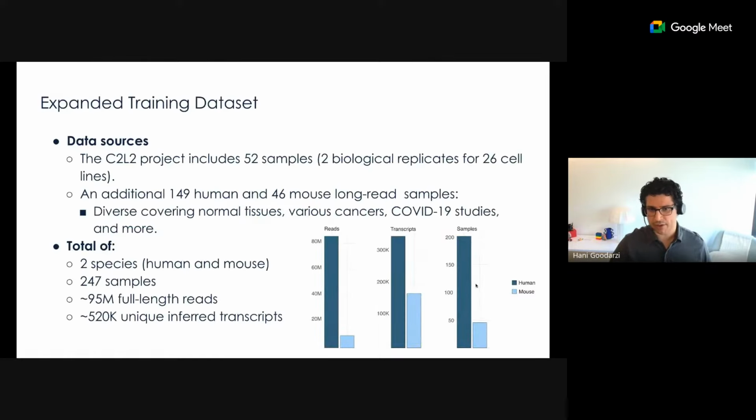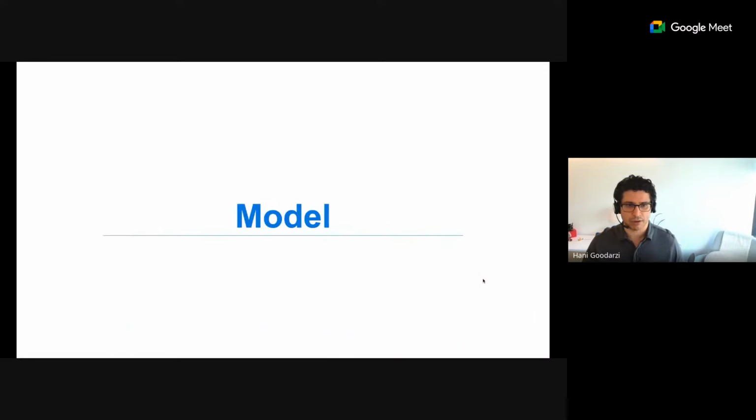All in all, counting every nucleotide as a token, as I'll explain what this means, we have about 7 billion training tokens here to be able to train a model. So if there are no questions so far, I can talk about the model.